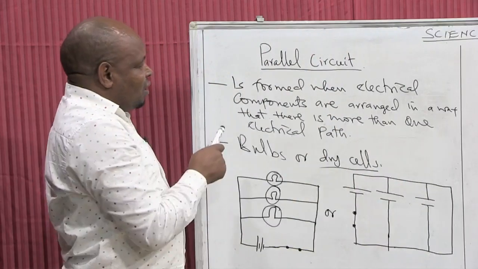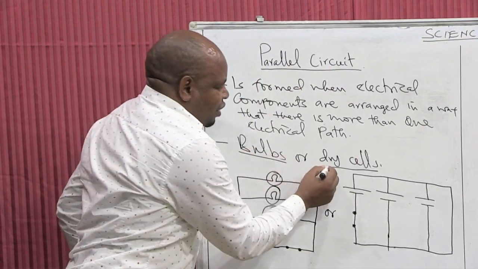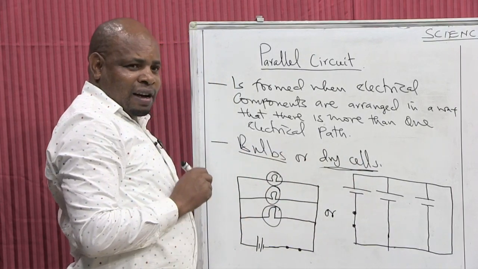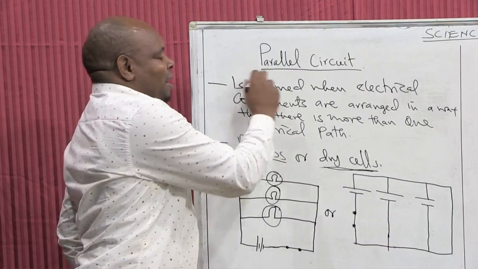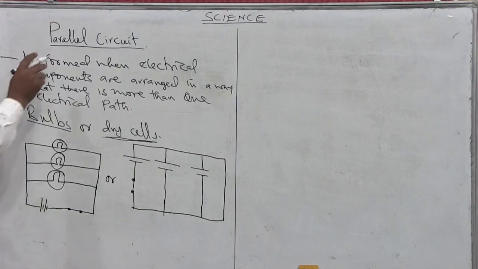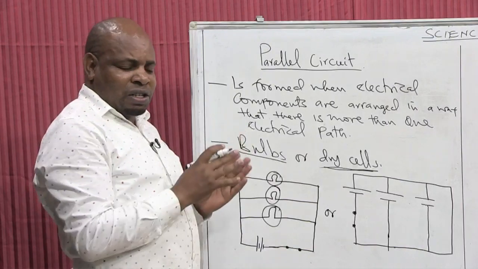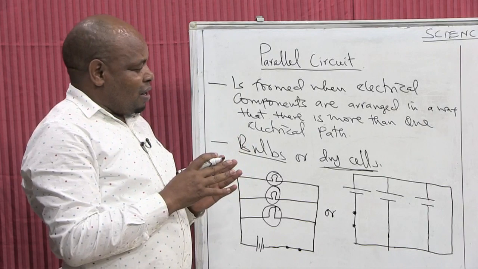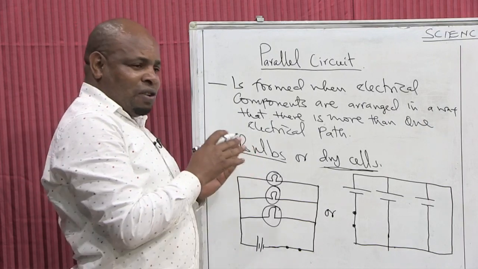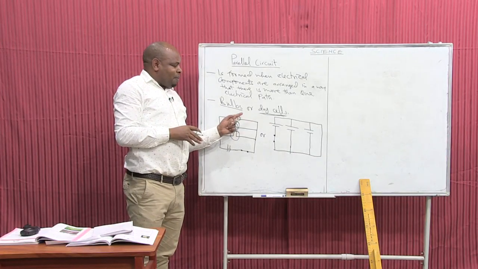That's why we have said, in a parallel circuit, the bulbs or the dry cells can be in parallel form, hence creating a type of circuit which is called a parallel circuit. Now, I want to see the major difference. We saw how the series circuit looks, and how the components are connected in a series circuit, and we have seen how these electrical components are connected in a parallel circuit.